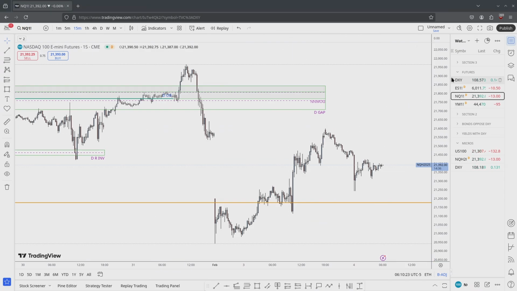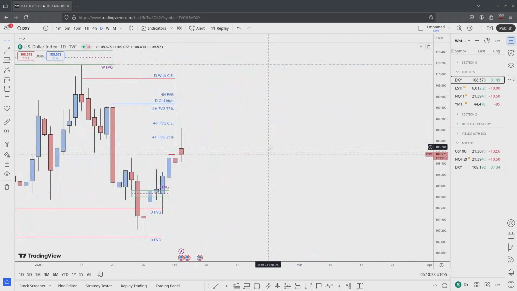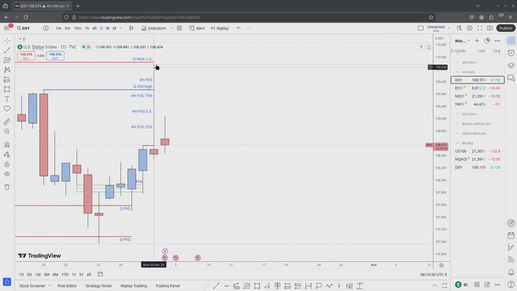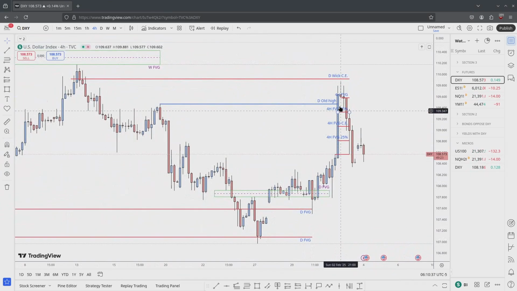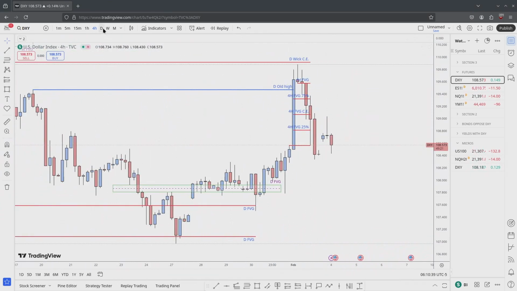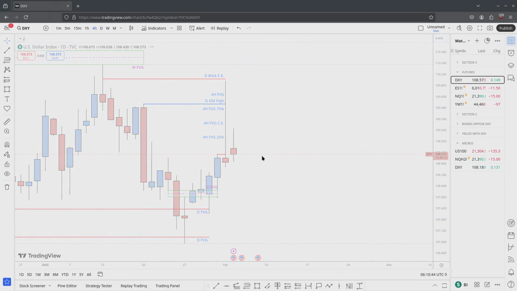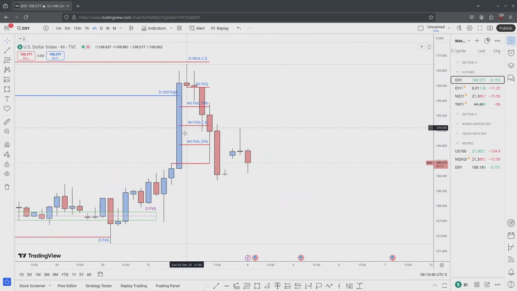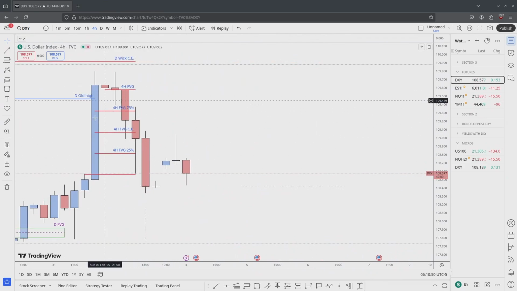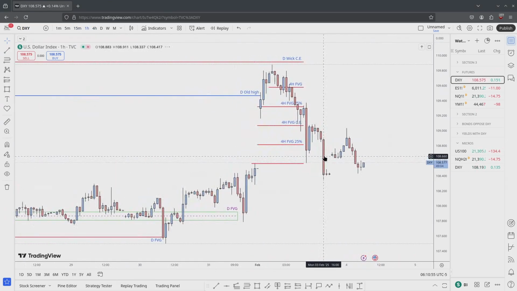As far as dollar index, massive, massive move lower yesterday. We took out that daily old high, and price just moved lower back into its gap over here. Closed it in fully, closed it in all the way.